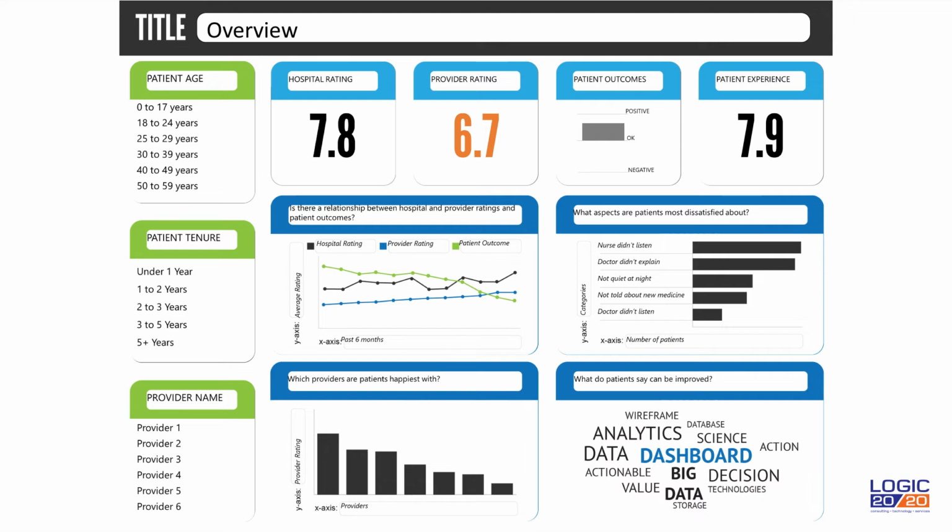And this one's a bit interesting because it is free text that patients have been allowed to write into the survey. So how do we capture that information?